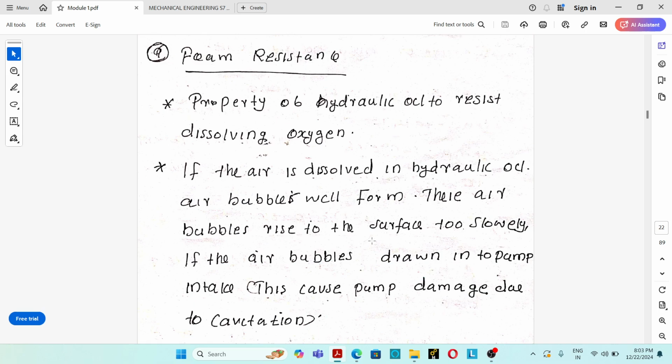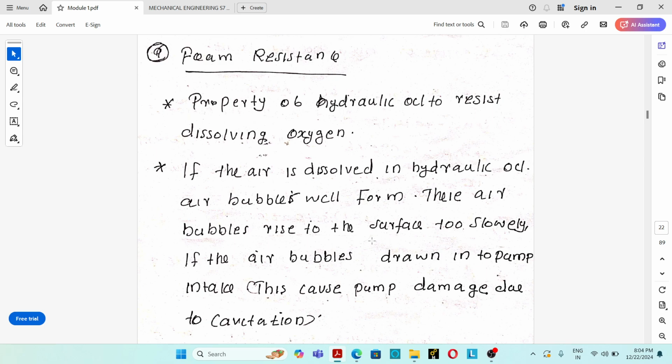Ninth property is foam resistance. Foam resistance is defined as the property of hydraulic oil to resist dissolving air. If air is dissolved in hydraulic oil, air bubbles will form. These air bubbles rise slowly to the surface of the hydraulic oil. And if the air bubbles are drawn in by the pump, this causes damage due to cavitation. So cavitation will occur.